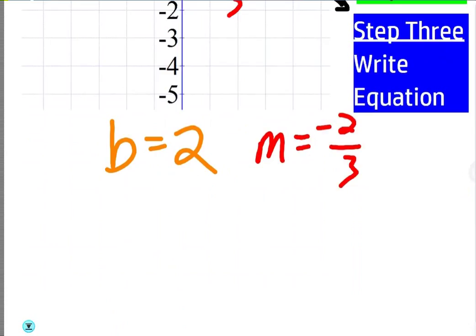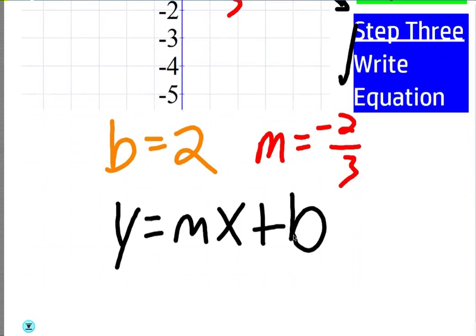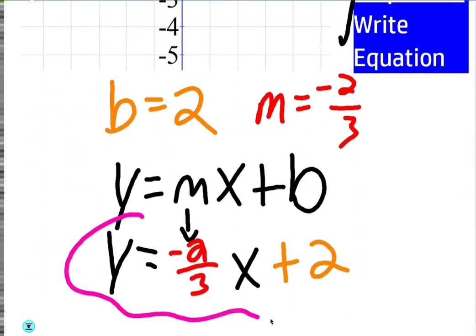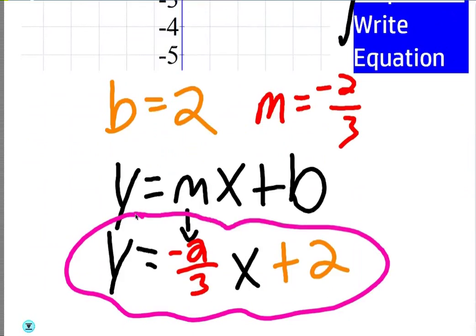Okay. The final step is just to write the equation. Now, what I normally do, you don't have to do this. You don't have to write y equals mx plus b necessarily, but the reason I'm doing that is because we are just replacing them with the numbers we just found. So the final answer is y equals negative 2/3 x plus 2. And that's your answer. So yes, it is easy. Wait, can you go back up? I didn't get that.